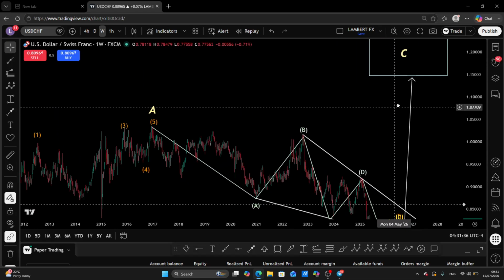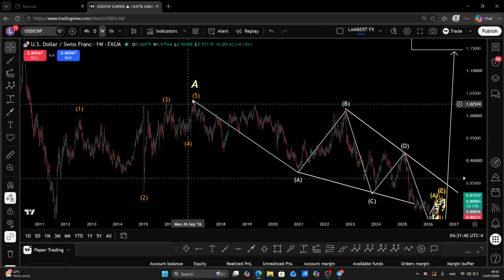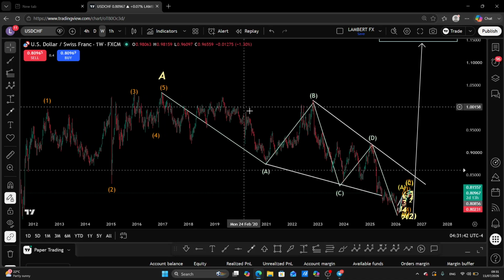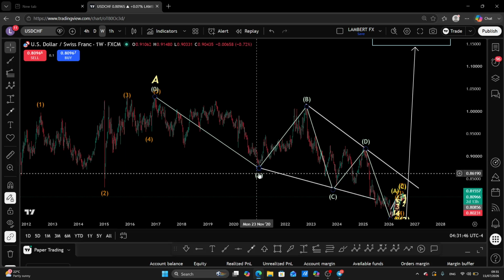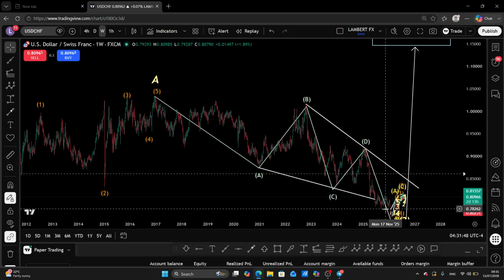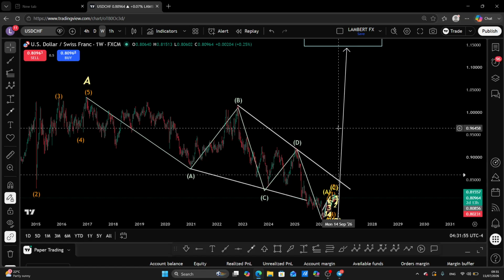and then we need a push-up for C. Yeah, so a zigzag is a 5, 3, 5. So we've got the first 5 here for A, and then we've got our 3 here in the form of a triangle. Yeah, so we've got this A, B, and C, and then we need a C leg here, which should be an impulsive 5 leg up. Okay, so that's the weekly time frame.